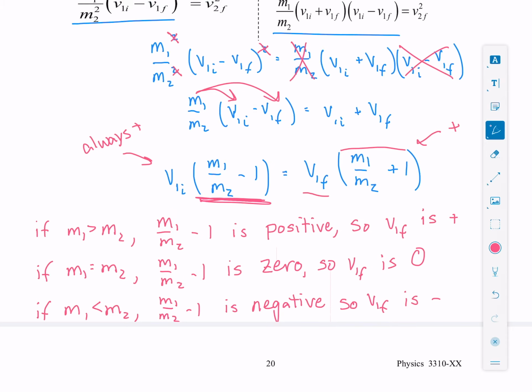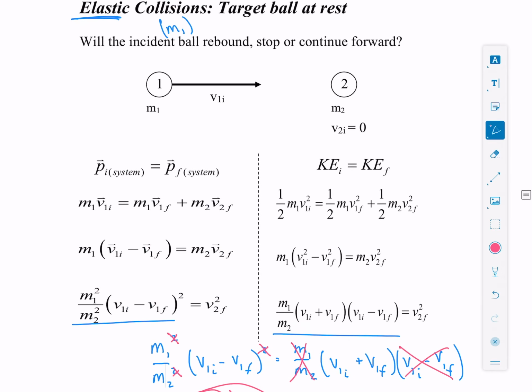That was a lot, but conceptually, let's think about it. If M1 is way bigger than M2, it's going to keep moving forward. Whereas if M1 is really, really small, when it hits M2, it's going to go back the other way. And if they're equal in mass, then when M1 hits M2, M1's just going to stop and M2's going to go.